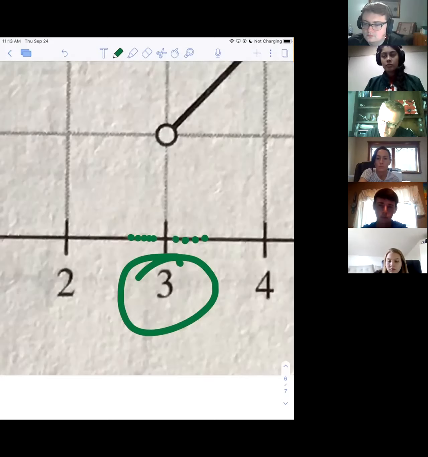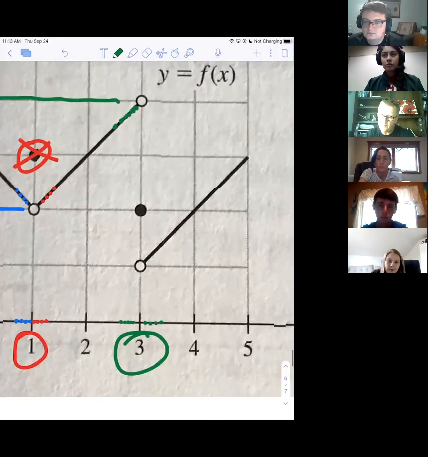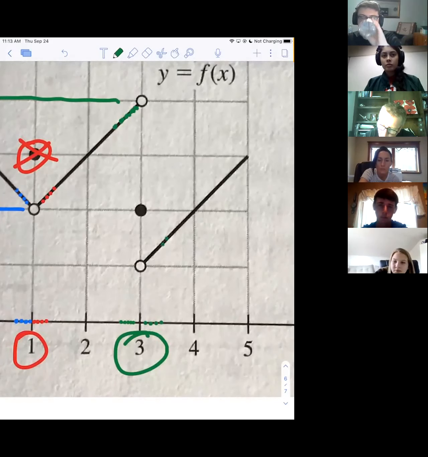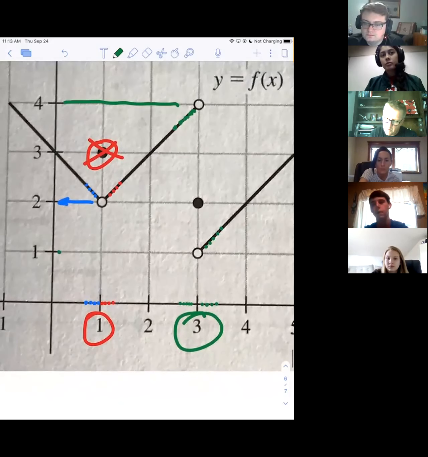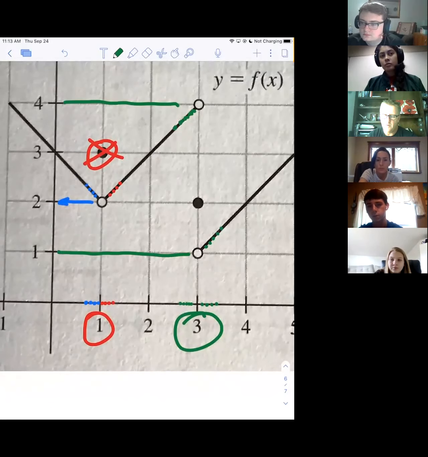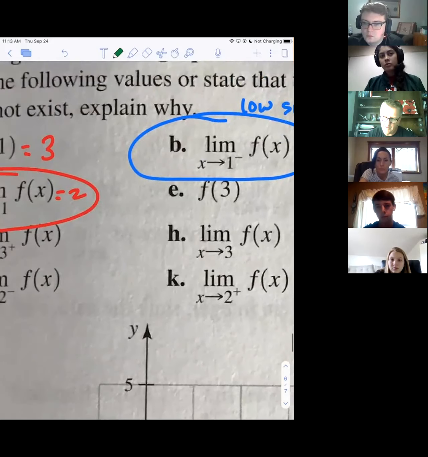But if you approach from the high side of 3, notice you're on a totally separate graph. You're over here. And what y value are you working your way to? One of you said this already, I know, but notice it seems like you're working your way to a y value of 1. Like you got a totally different answer. You're not getting the same exact answer here. Do you see what I'm saying?